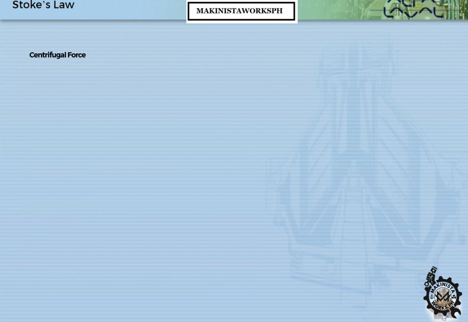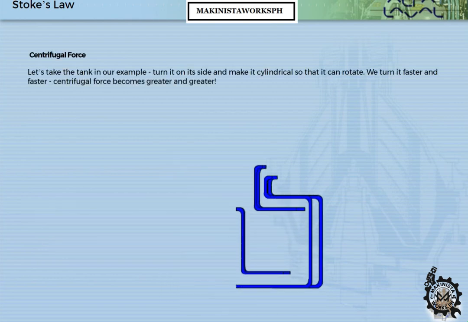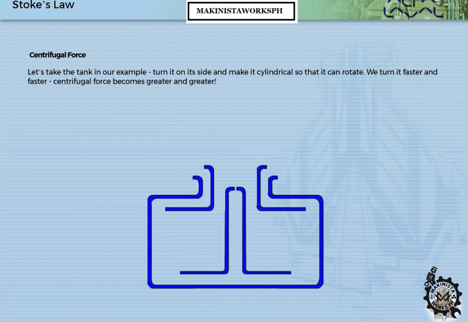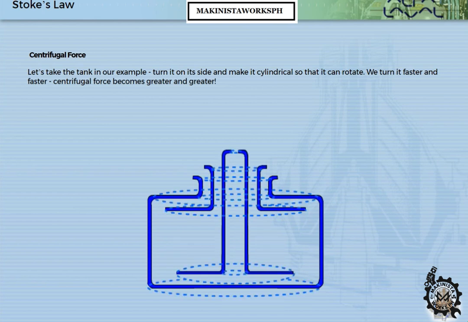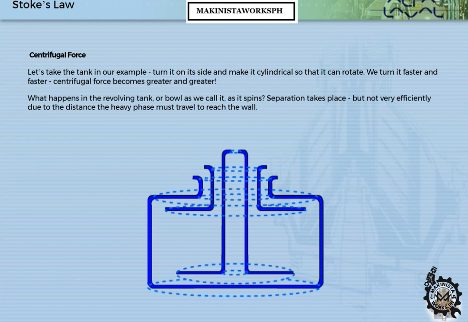Centrifugal force. Let's take the tank in our example. Turn it on its side and make it cylindrical so that it can rotate. We turn it faster and faster. Centrifugal force becomes greater and greater. What happens in the revolving tank, or bowl as we call it, as it spins? Separation takes place, but not very efficiently, due to the distance the heavy phase must travel to reach the wall.